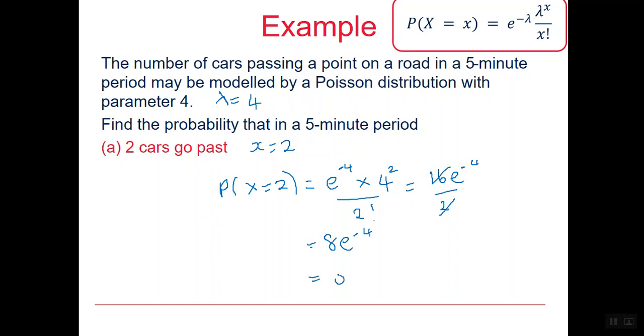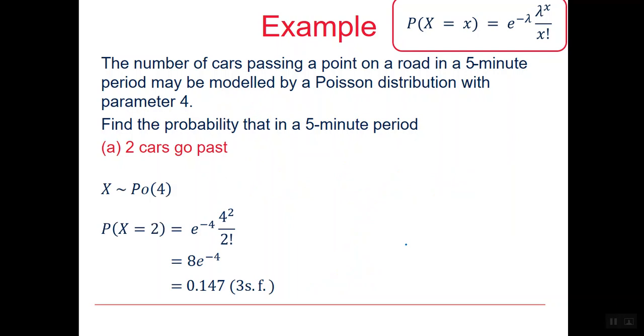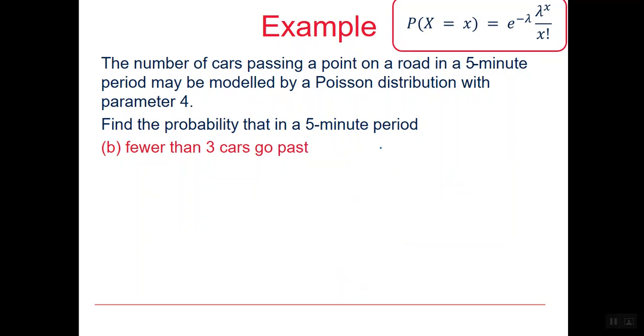And this is equal to 0.147. So this is the probability that in a 5-minute period, only 2 cars go past. Here it is written out neatly. Now, part B of the question asks us to find the probability that fewer than 3 cars go past.